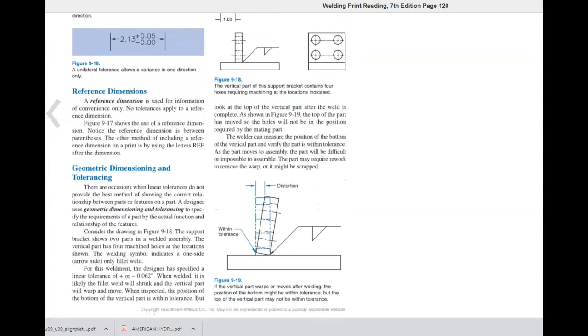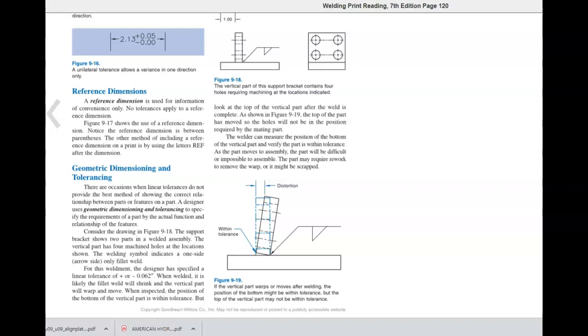Reference dimensions. A reference dimension is used for information of convenience only. No tolerances apply to a reference dimension. Figure 9-17 shows the use of a reference dimension. Notice the reference dimension is between parentheses. The other method of including a reference dimension on a print is by using the letters REF after the dimension.